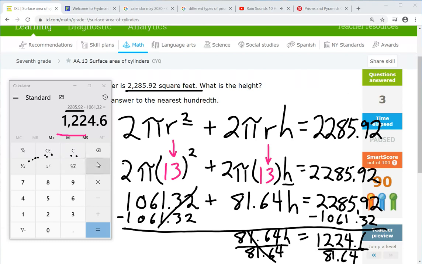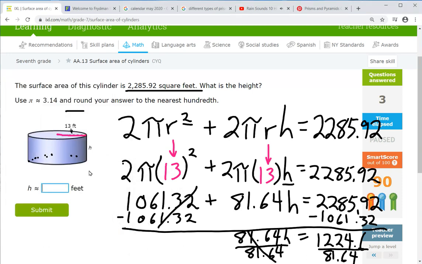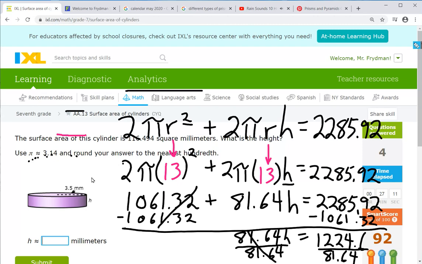I already have this in the calculator, so I just want to make sure I put everything in correctly to begin with. Yeah, so now I'm going to divide by 81.64. That's going to give me 15. Well, so we don't even have to round to the nearest hundredth for this one. Okay, so that would be the height of this cylinder. Right.